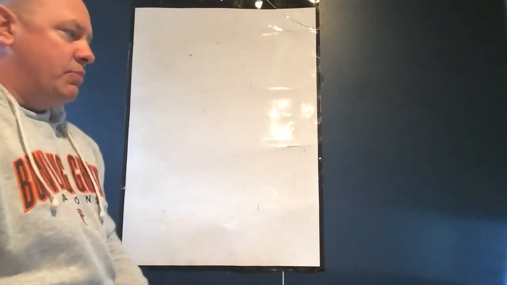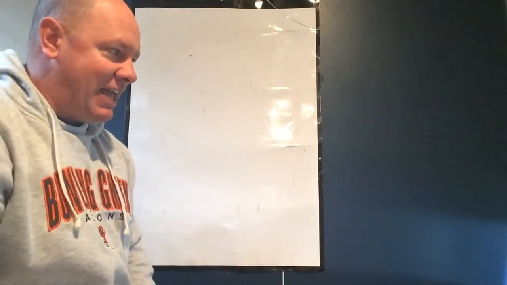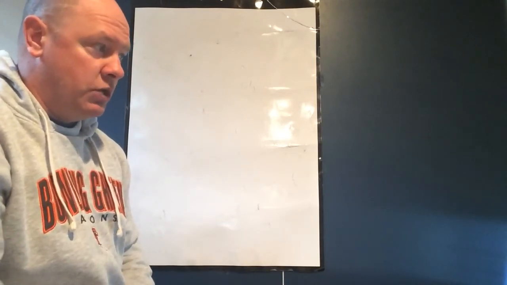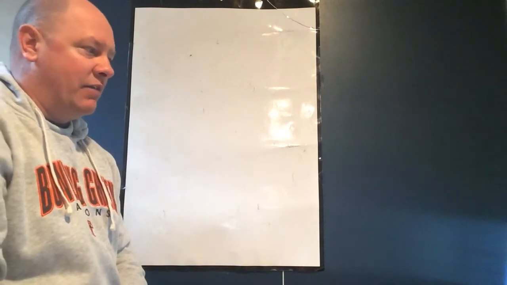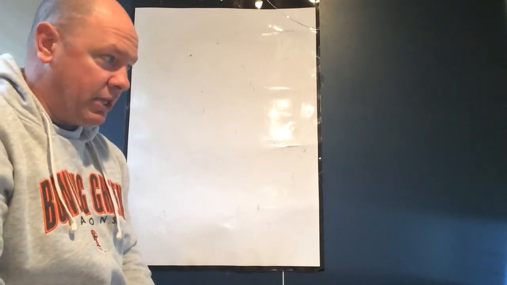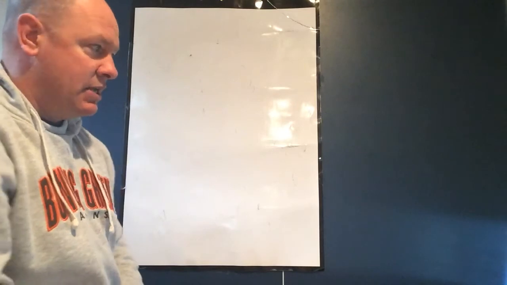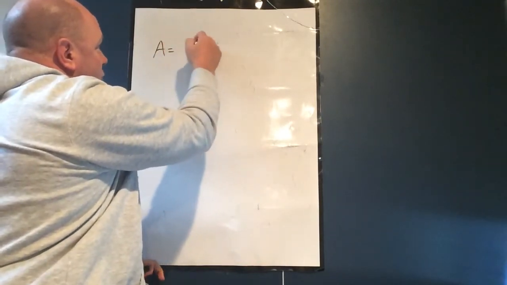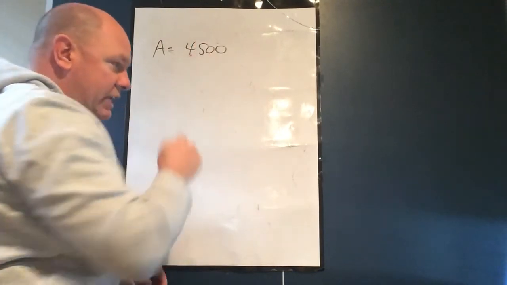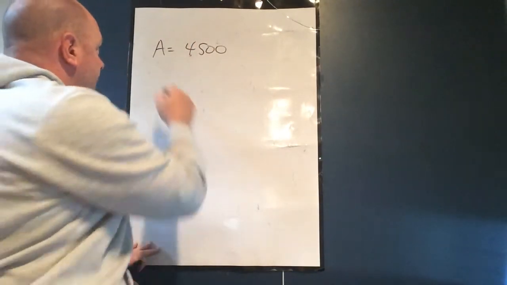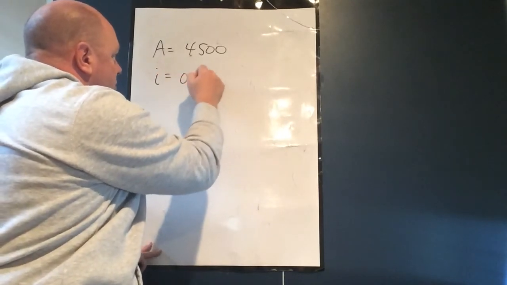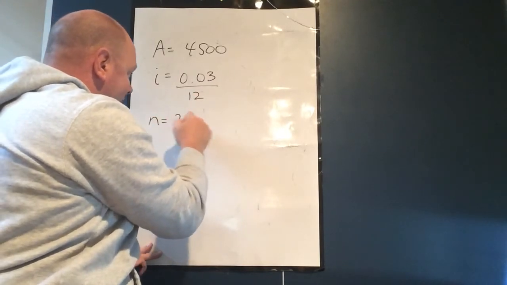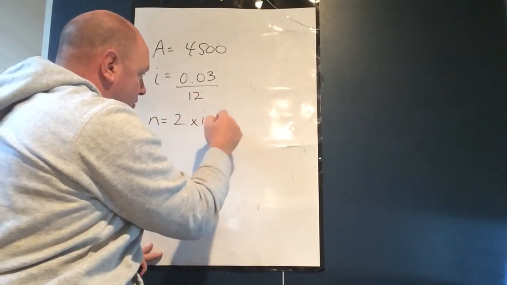Okay, so the example is Jordan wants to invest enough money today to have $4,500 for college tuition in 2 years. If he invests at a rate of 3% compounded monthly, how much does he have to invest? So we know so far that our A value is $4,500. We need to get to that in 2 years' time. Our i value is 0.03 divided by 12, and our n is 2 years times 12.